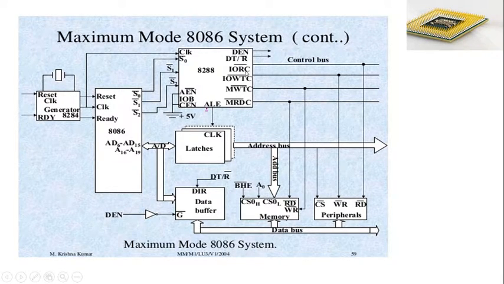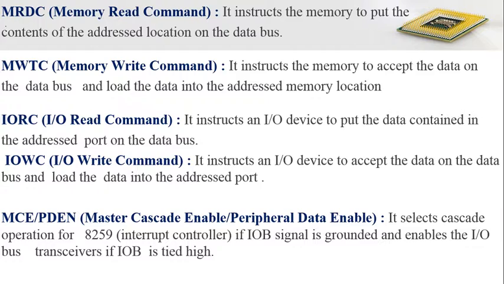Next, we can consider the usage of the output control signals generated by the 8288. MRDC indicates a memory read command. It instructs the memory to put the content of the addressed location onto the data bus. MWTC is a command for performing a memory write operation. IORC is a command for performing an IO read operation, and IOWC is a command for performing an IO write operation.